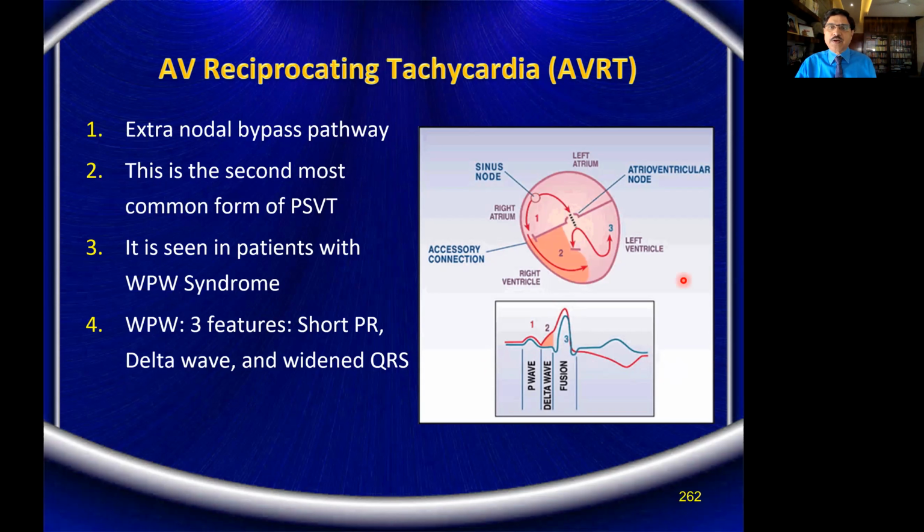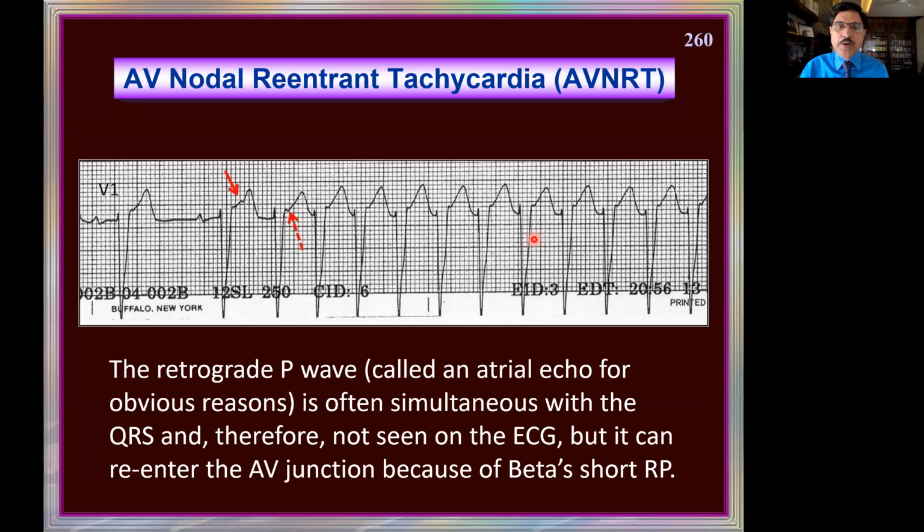This is the left atrium, sinus node, right atrium, AV node, accessory junction. Why is this important? We do electrical mapping and exactly pinpoint where this pathway is, and then radio ablate it. Even in the other case also, we will radio ablate the pathway.